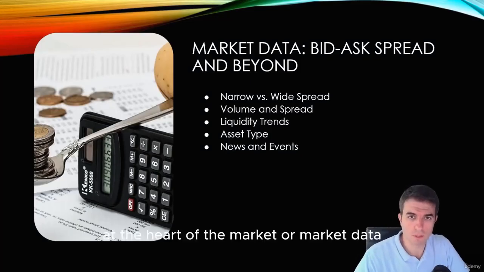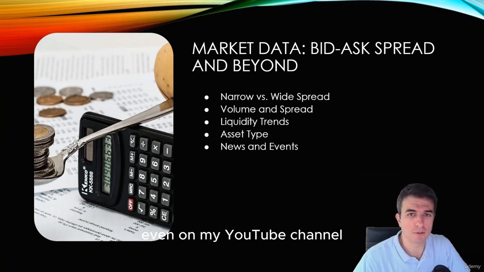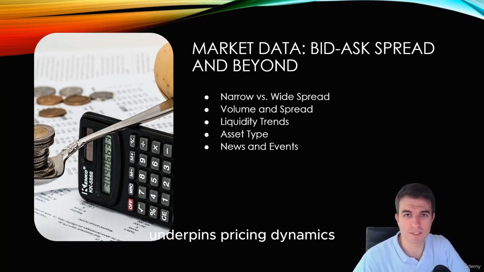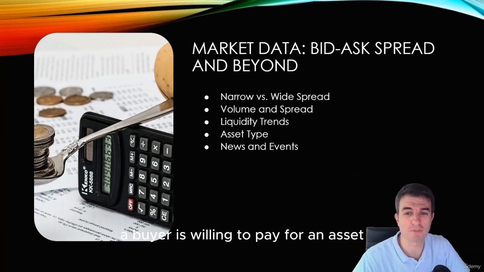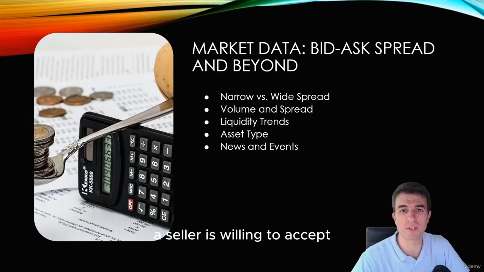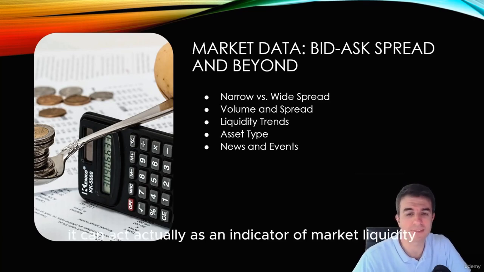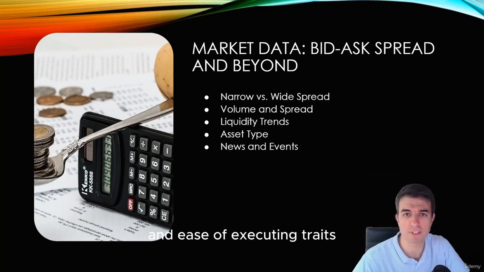At the heart of market data lies the bid and ask spread. This is a topic that's always discussed even on my YouTube channel, like how do we take into account the spread between bid and ask prices? This is a fundamental concept that underpins pricing dynamics. The bid price represents the maximum price a buyer is willing to pay for an asset, while the ask price signifies the lowest price a seller is willing to accept. The difference between these two lines is the bid-ask spread. It can actually act as an indicator of market liquidity and the ease of executing trades.